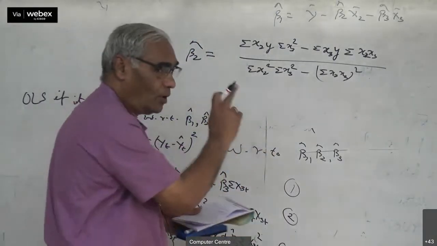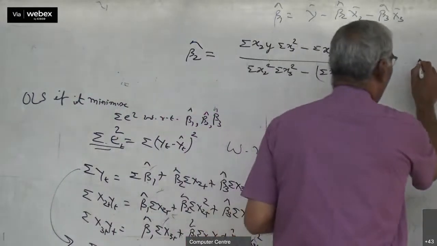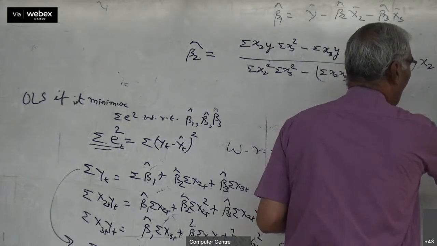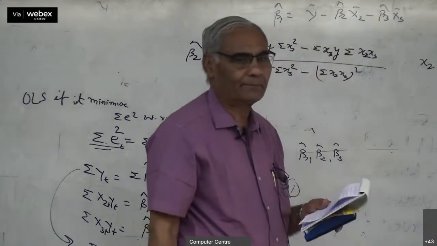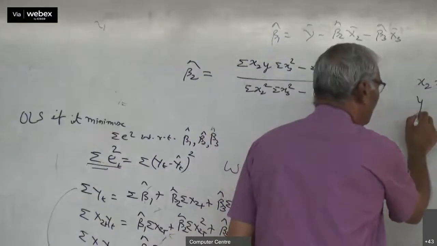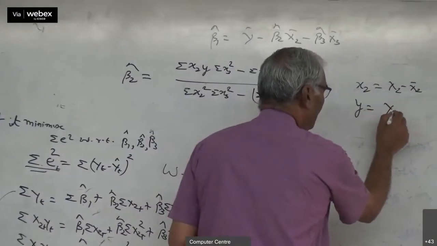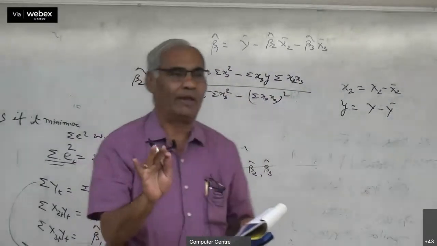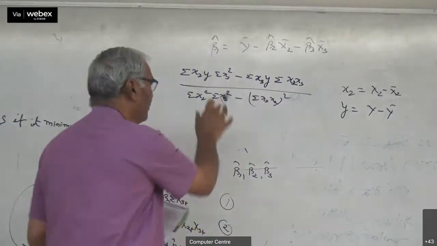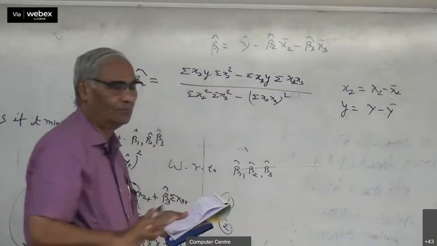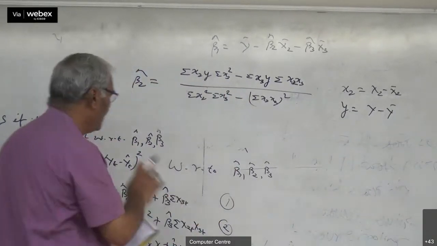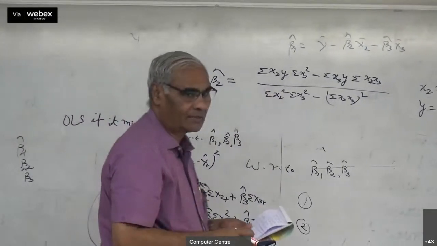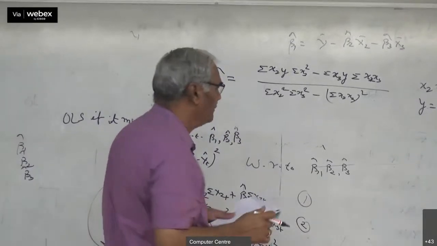All the small letters mean that x2 is equal to x2 capital minus x2 bar. Small y is equal to capital Y minus y bar. It means we are taking deviations from the actual mean. So these values are in the deviation form. These are the actual ones, but here I have converted them into deviation form, otherwise the formula will be very big.